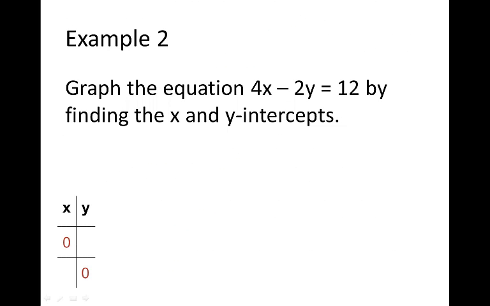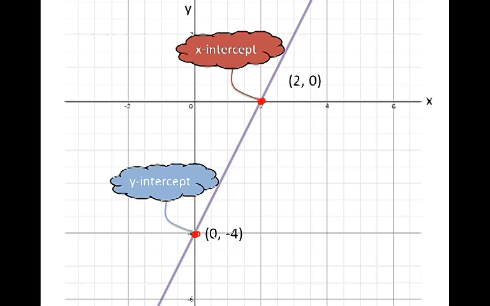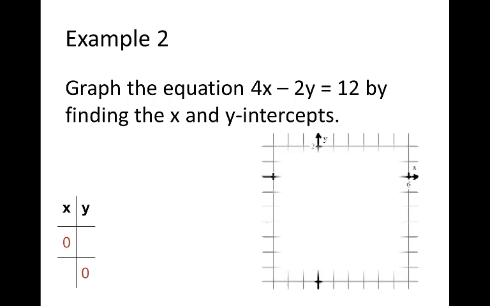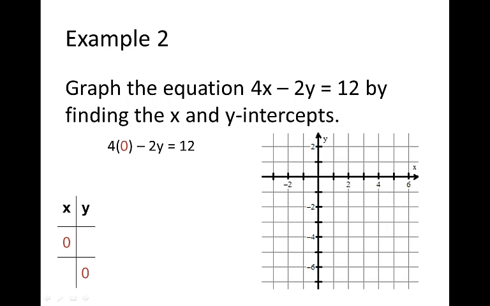Okay, so we're going to plug the 0 in for x. So we're going to have 4 times 0 minus 2y equals 12, and then just solve for that variable. So -2y is 12. Divide by -2, you get y is -6. And we can plot that on the graph. Pause the video here, see if you can do the x-intercept.